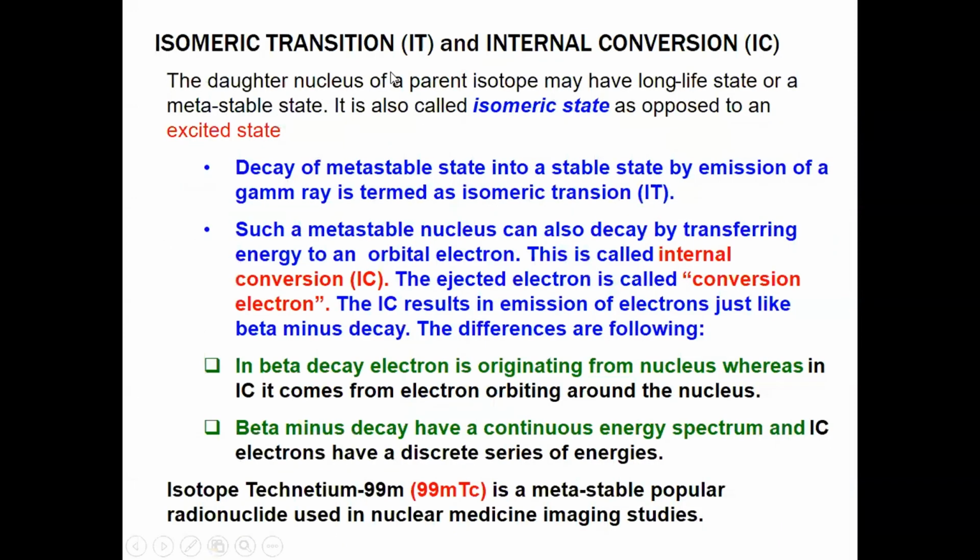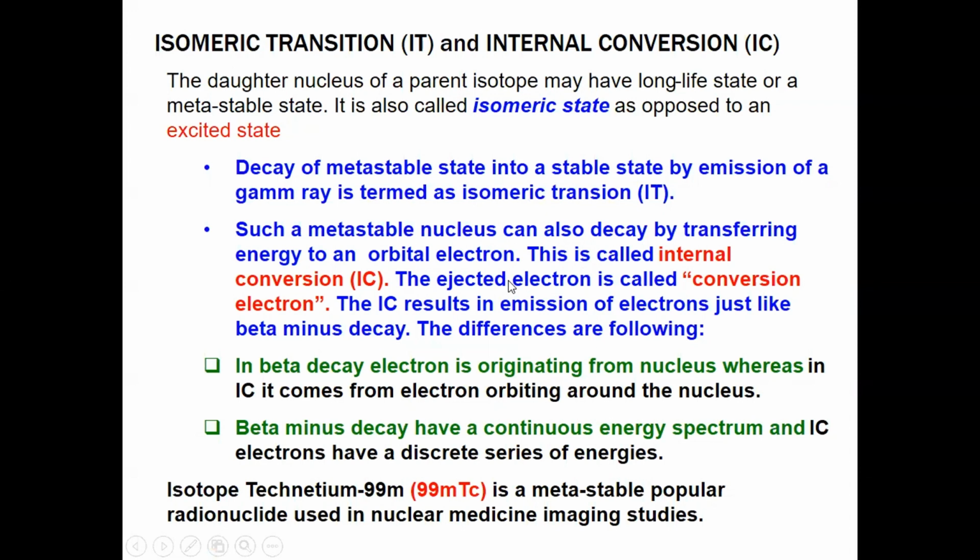If you look at the isomeric transitions (IT) and internal conversion, the daughter nucleus of the parent isotope can have a long-lived state, or a metastable state. It is called the isomeric state, as opposed to the excited state. Decay of a metastable state into a stable state by emission of a gamma ray is termed an isomeric transition. Such a metastable nucleus can also decay by transferring its energy to an orbital electron, and that behavior is called internal conversion.